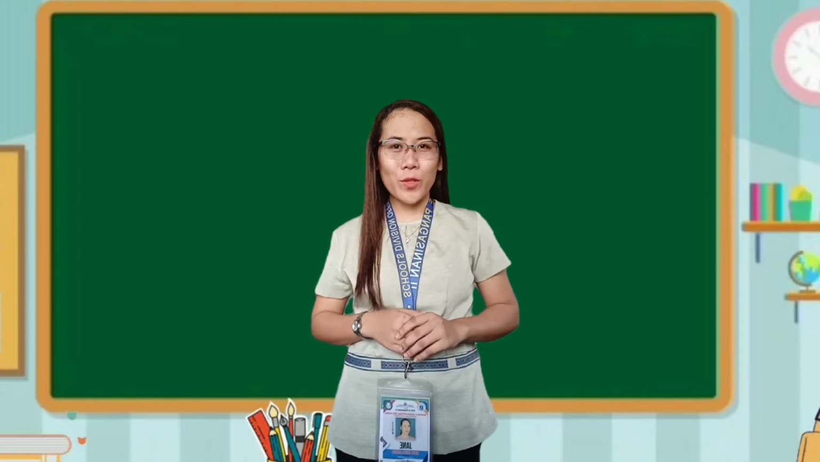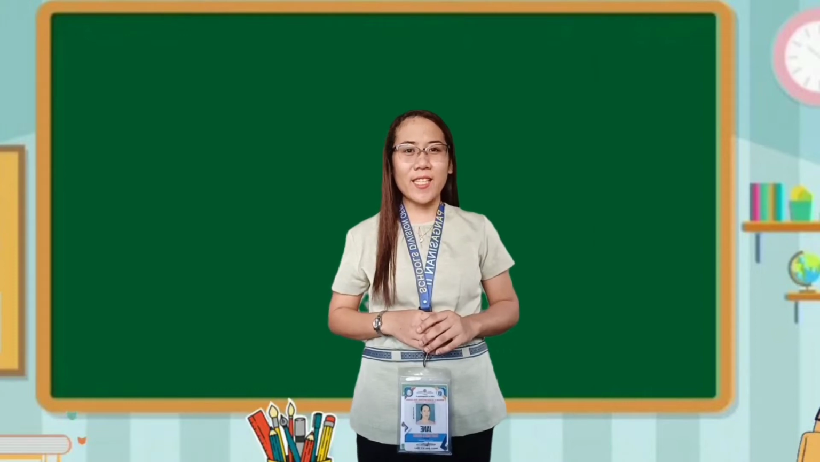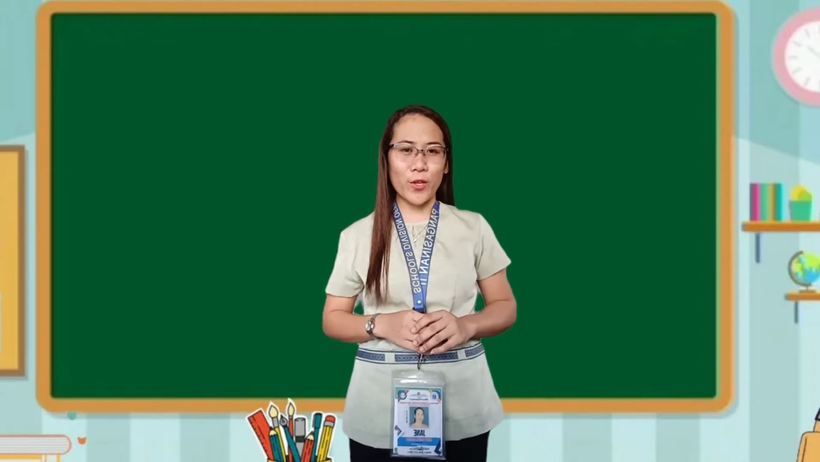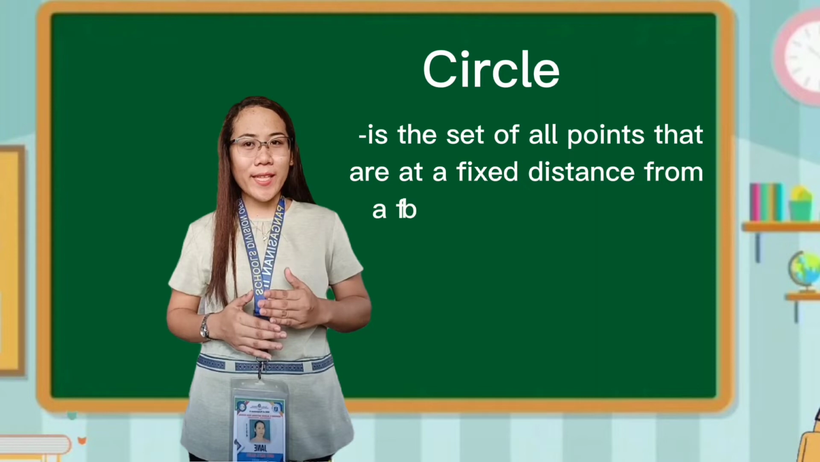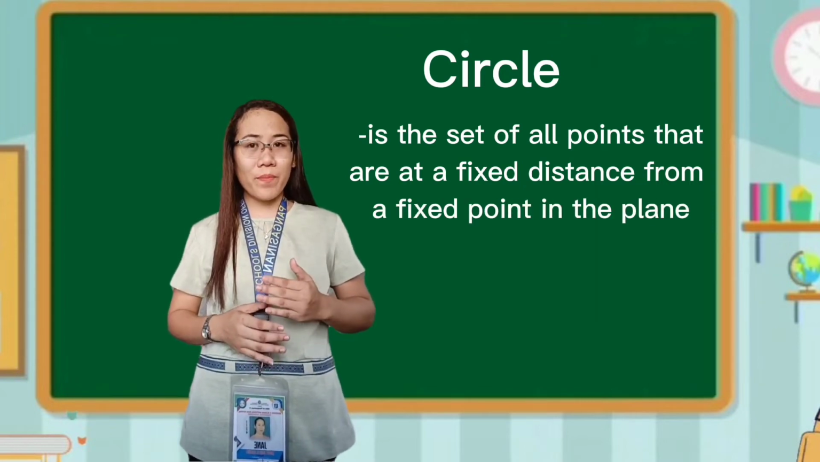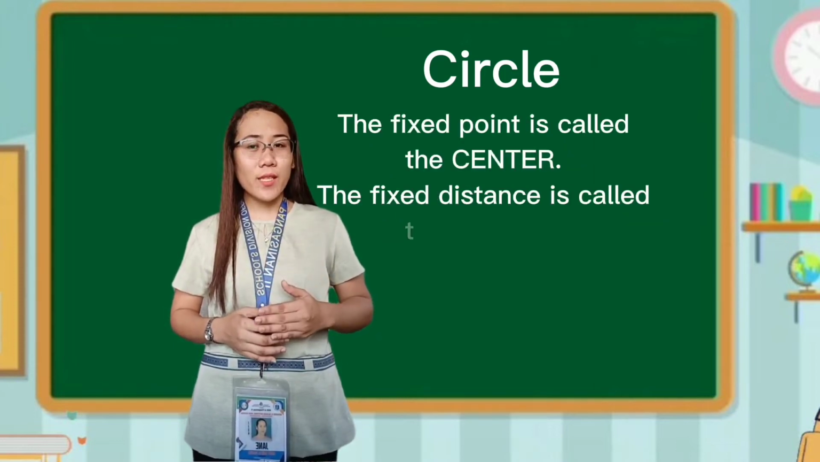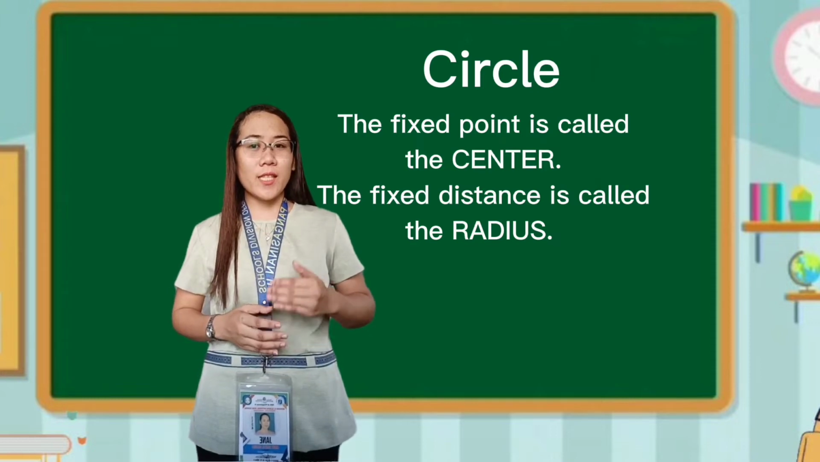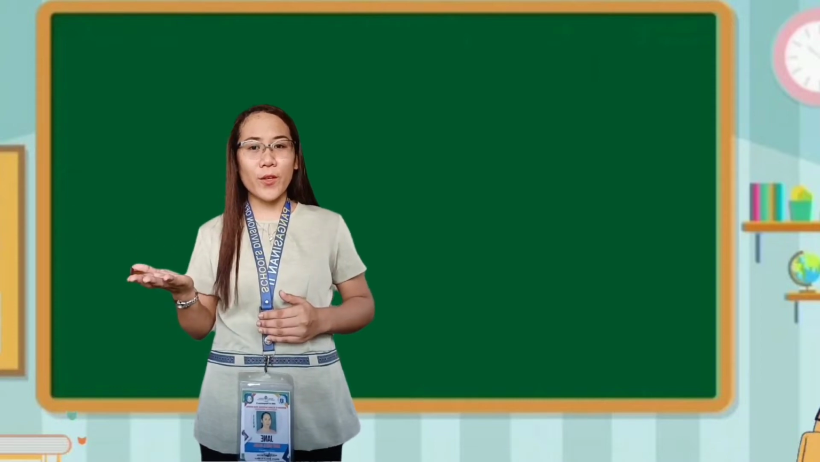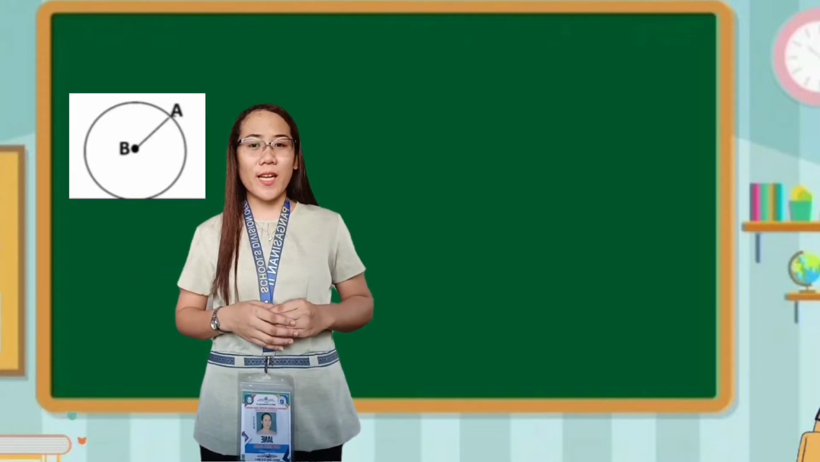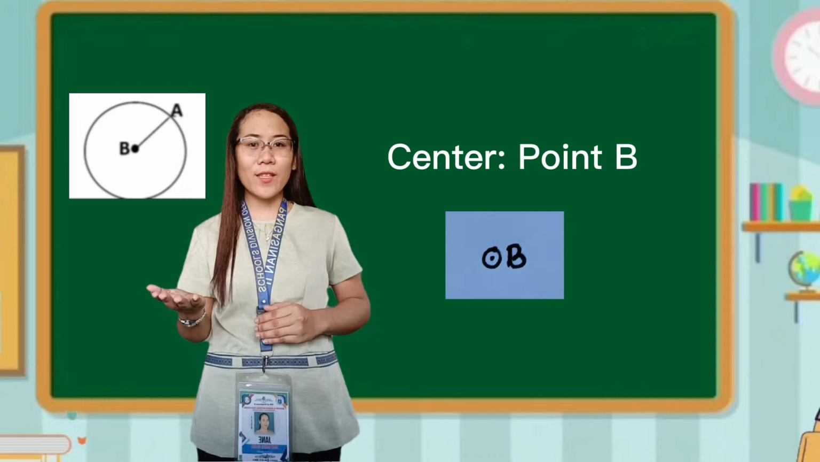One of the most useful geometric figures in our modern civilization is the circle. It is the simplest and most perfect figure known. In geometry, a circle is the set of all points that are at a fixed distance from a fixed point in the plane. The fixed point is called the center and the fixed distance is called the radius. It is named by its center. For example, in this figure, the center is at point B, or in symbol, we have circle B.